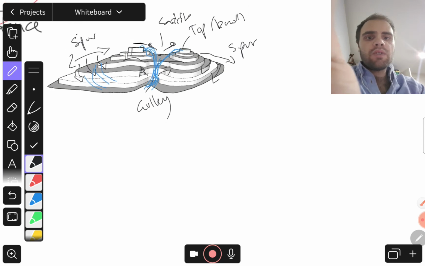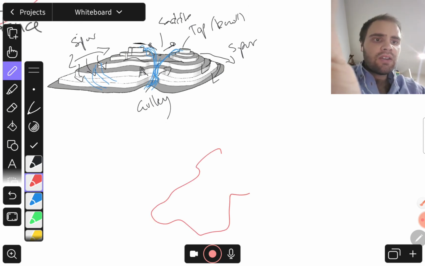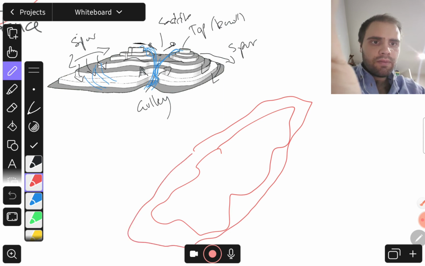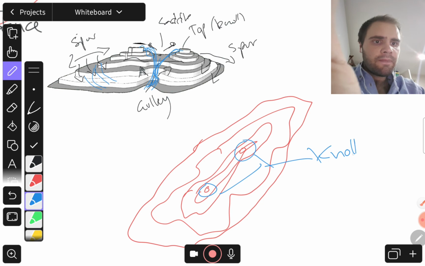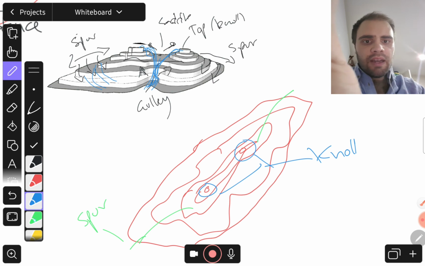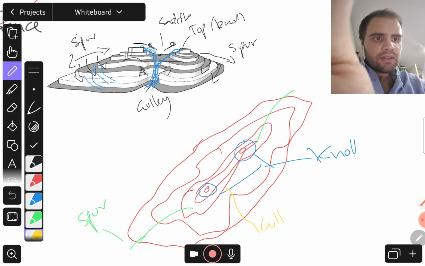If I was to draw what this would look like with contour lines, in a very rough sense, it would look something like this. Again, it's a very rough sense, but you can see that there's two enclosed loops at the top, 1, 2, which form the knolls. We have two spurs on either side, 1, 2, where they look like the fingers that come off. We have a gully coming off here because it looks like a finger pointing up the hill, and that's where the water would run off. And we would have the saddle that sits in between the two knolls.